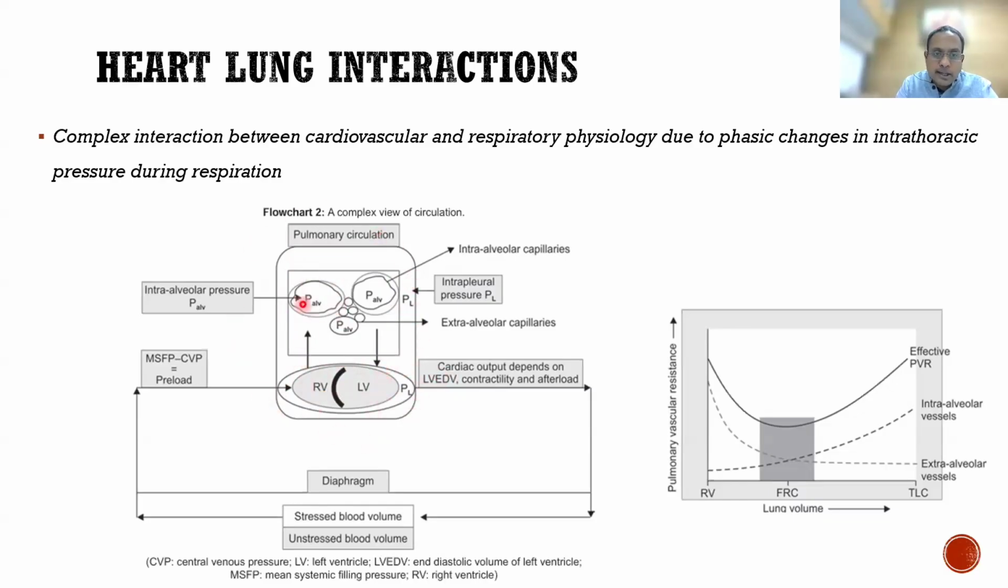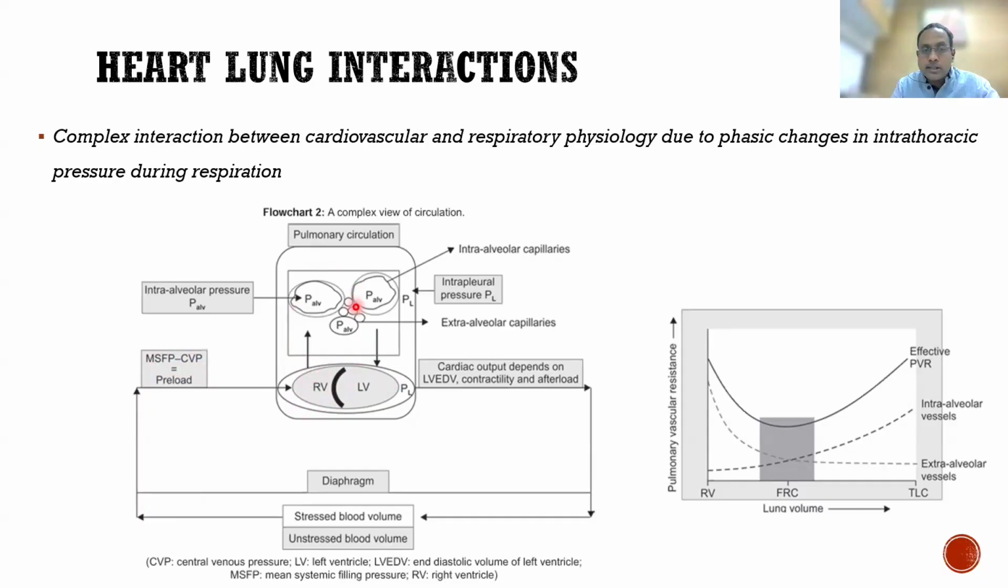So any pressure increase or decrease here will affect the pressure here, and vice versa. The blood flows from the right ventricle to the pulmonary circulation, from the pulmonary circulation to the left ventricle, and from the left ventricle to the systemic circulation. And how the blood goes into the right ventricle, as we discussed, is a function of the mean systemic filling pressure and CVP. So the preload depends upon the mean systemic filling pressure and CVP, and the blood returns to the right ventricle. From the right ventricle, it goes to the alveoli.